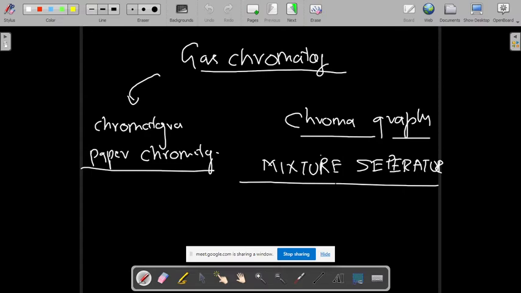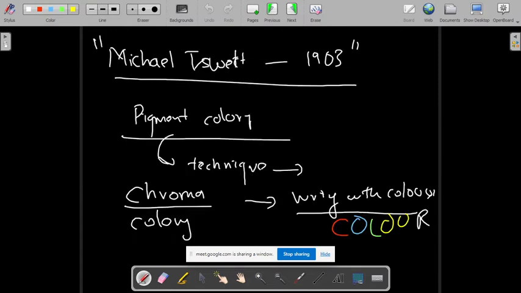In the last class, we started with gas chromatography. Let me give a small recap. The name chromatography was coined by Michael Tswett in 1903. Basically, he was doing pigment separation for photosynthesis. That's why it was called chromo. Chromo means color, so chromatography means writing with colors. That's the meaning of the word chromatography.